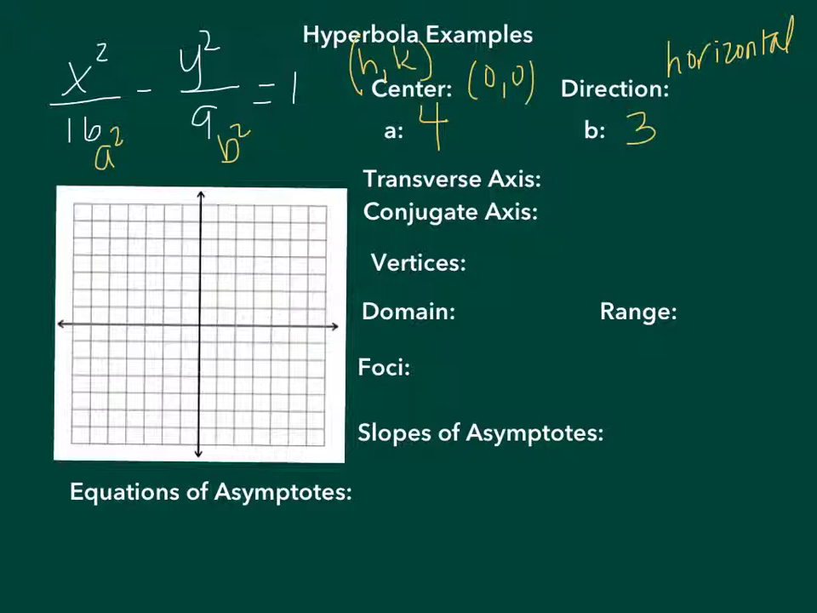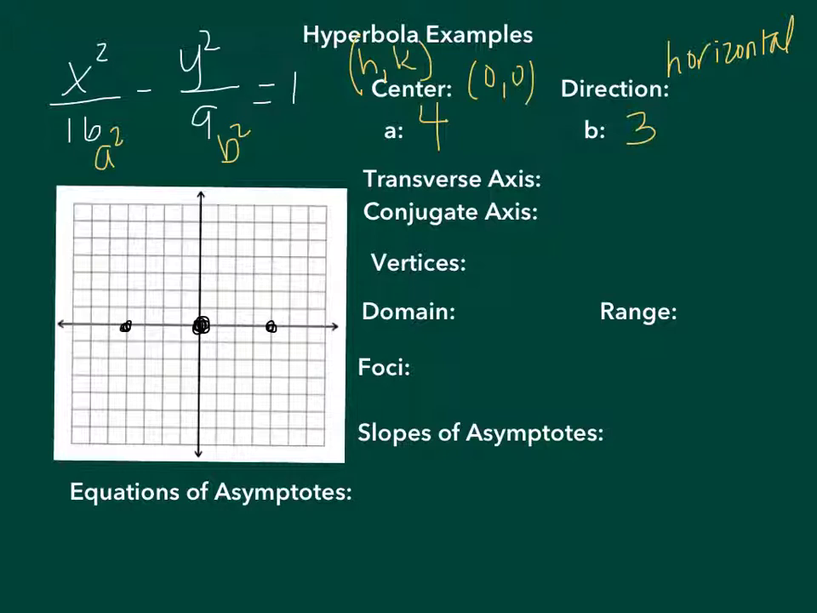Now the transverse axis, let's draw this first and then I'll remind you where it is. So I've got my center. Now a is going to tell me the distance from the center to the vertex. So whichever direction I'm supposed to go, that's the way the a moves. So since I have a horizontal hyperbola, my a is going to move 4 units horizontally. So I'm moving 4 units to the right and 4 units to the left. So these are my vertices. This is the vertex of that hyperbola right here and the vertex of the other one right here.